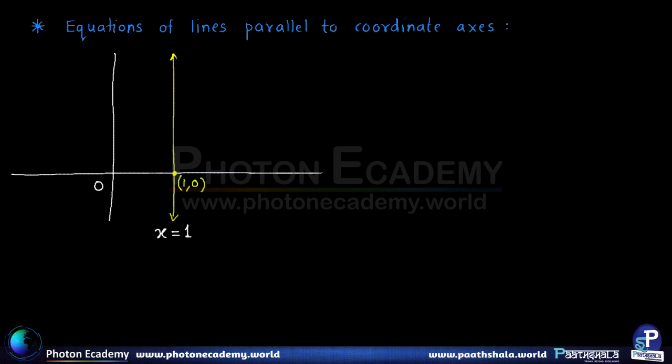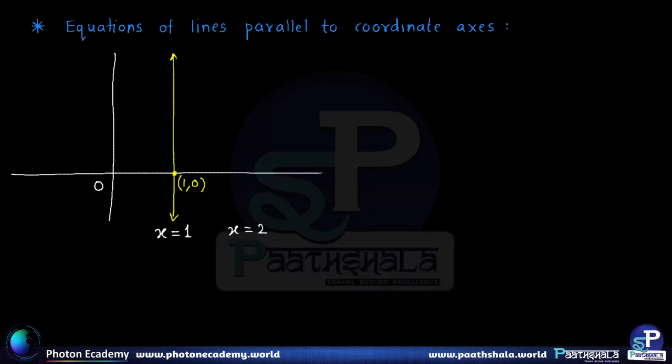This is the equation of the line, which indicates that for every point on this line x coordinate is 1. So from this we can guess what would x equal to 2 indicate. That of course indicates a line which is once again parallel to y-axis but a little to the right side of the previous line, and now this will pass through the point (2, 0) and so on.